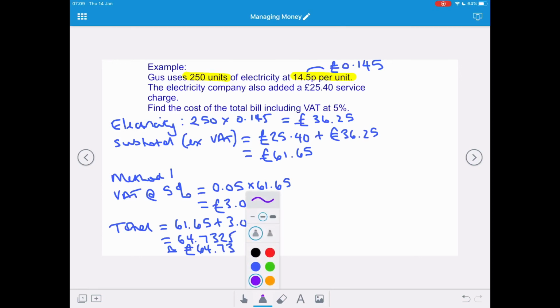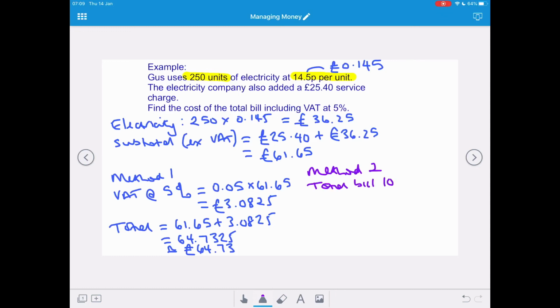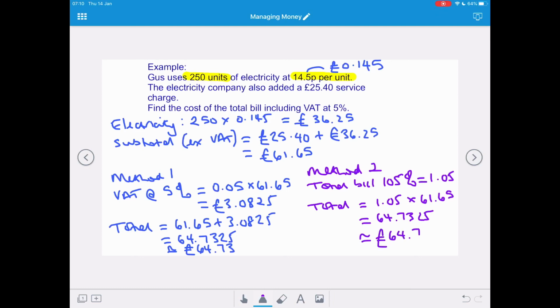Method 2 is using our percentage increase, because we're being asked for the total cost, so we don't actually need to work out what the VAT is separately. So our total bill is going to be 105%, and that gives us a multiplier of 1.05. So to work out the total cost of the bill, we're going to do 1.05 multiplied by 61.65, which was our subtotal without VAT, and that gives us a total of 64.7325, and rounding to 2 decimal places, we get £64.73.